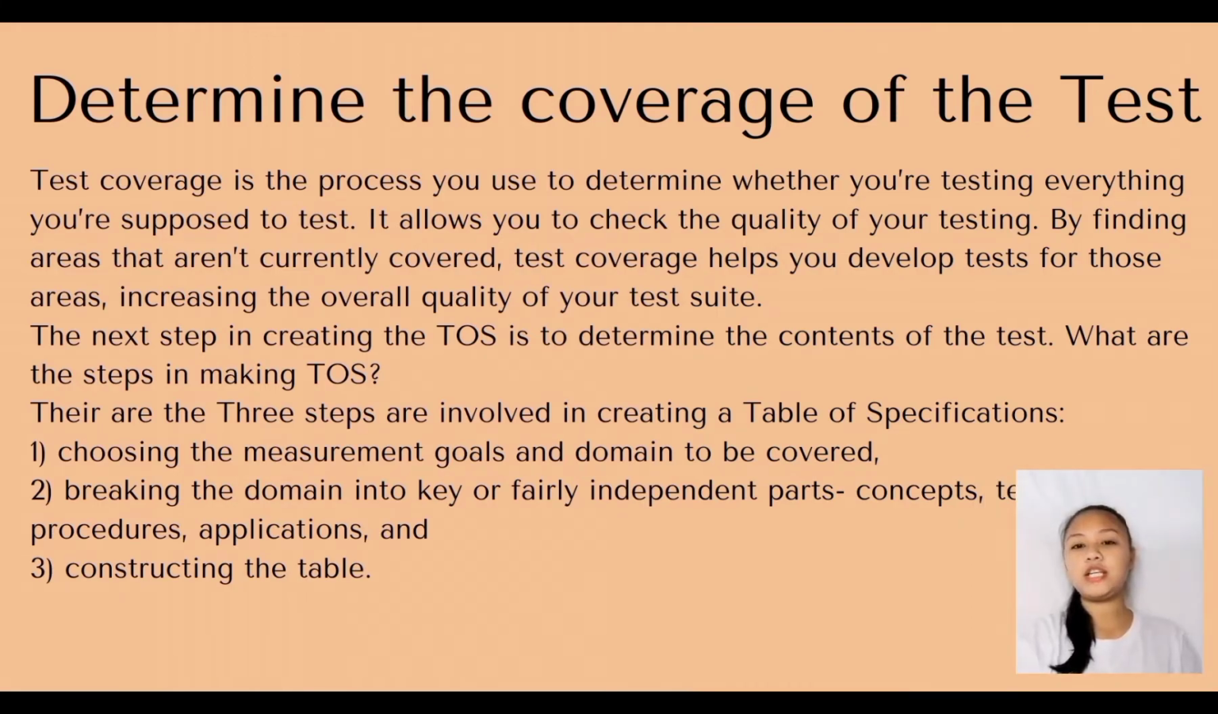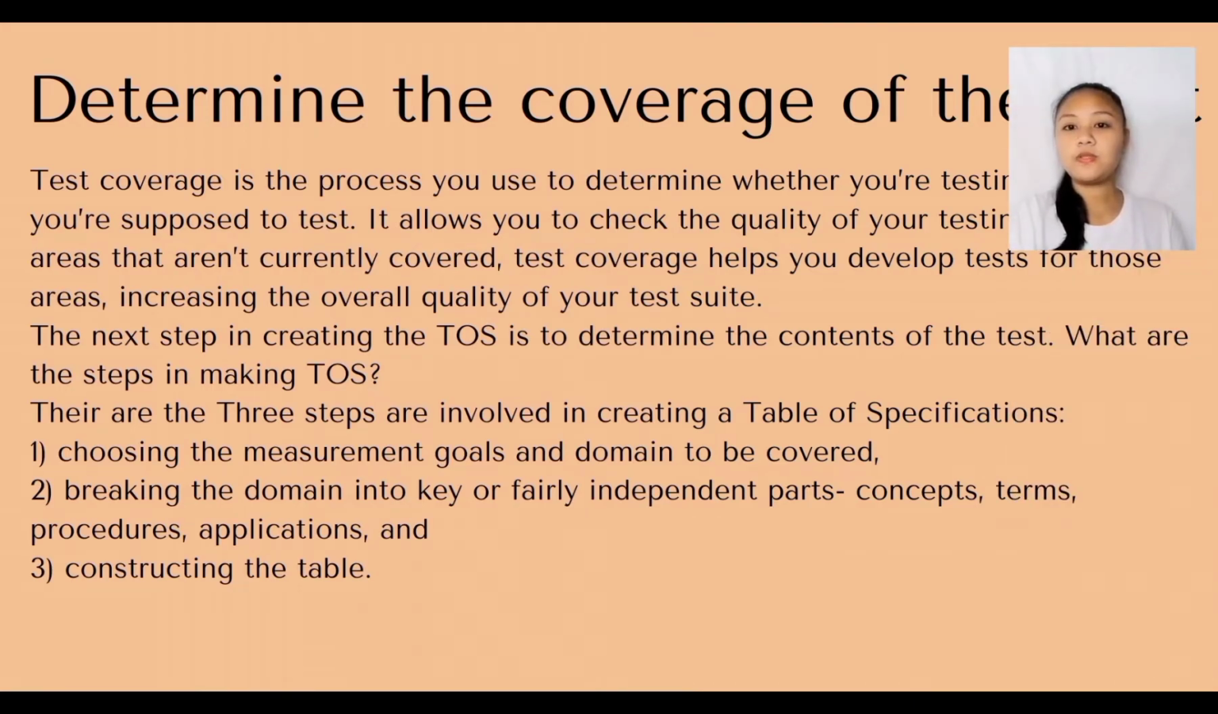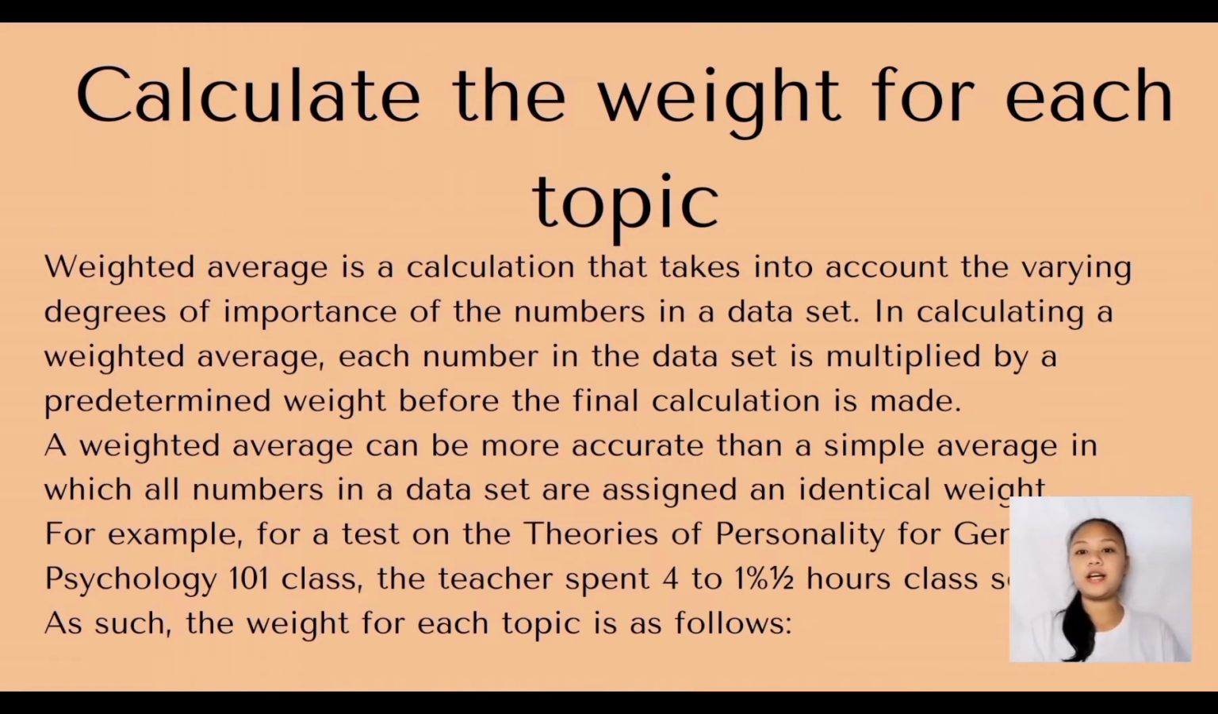The next step in creating the TOS is to determine the contents of the test. What are the steps in making TOS? There are 3 steps involved in creating a table of specification. Number 1, choosing the measurement goal and domain to be covered. Number 2, breaking the domain into key or fairly independent parts: concept, terms, procedures, application. And number 3, constructing the table. Let's proceed to calculate the weight of each topic.